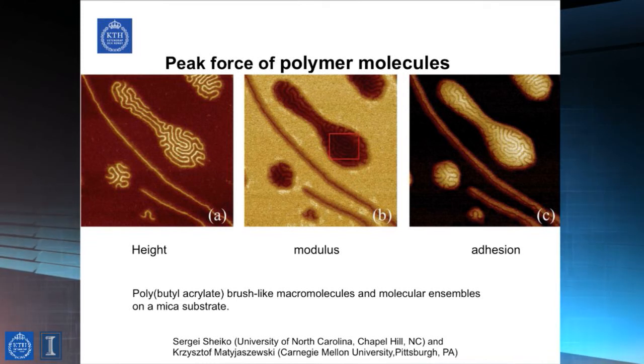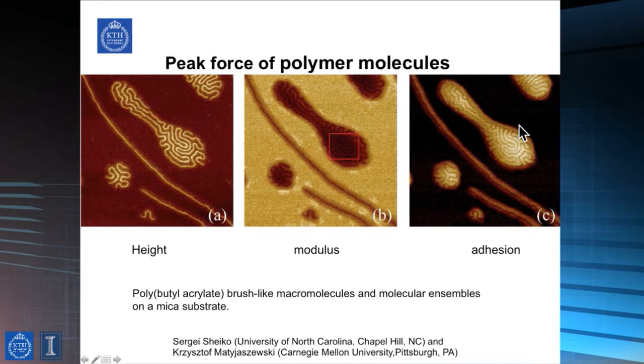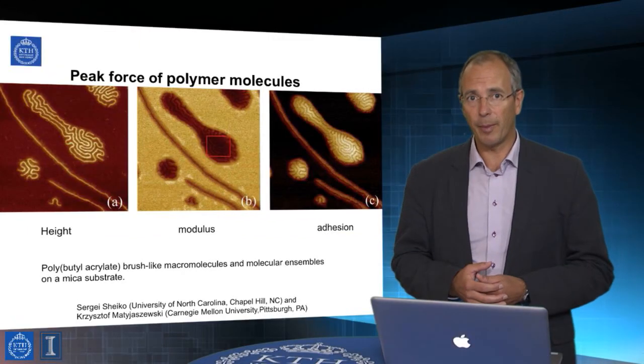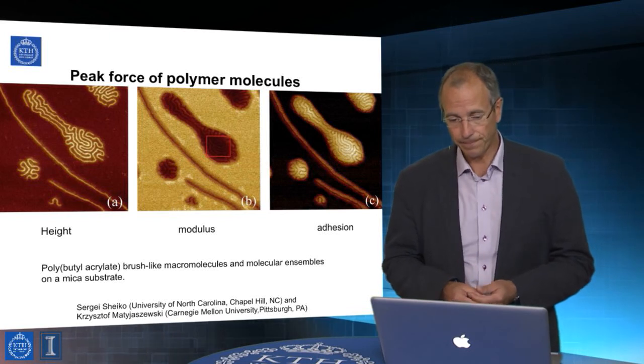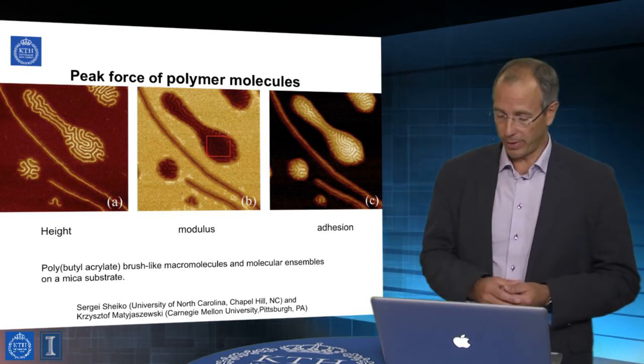So here we've just got polymers sitting on a mica substrate, and you can see there's a very, very clear image where you can essentially follow the polymer chains and their segregation. One contrast is the height. We get the elastic modulus of the materials, and we can also see how the adhesion varies. From these parameters together, we get quite a good evaluation of the surface and how the molecules are distributed.